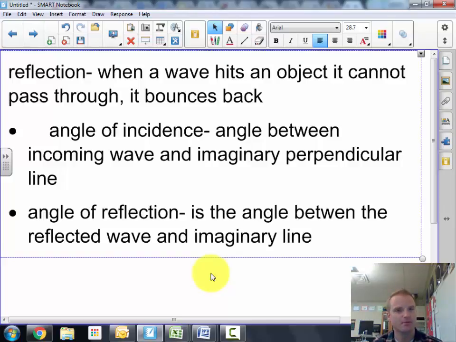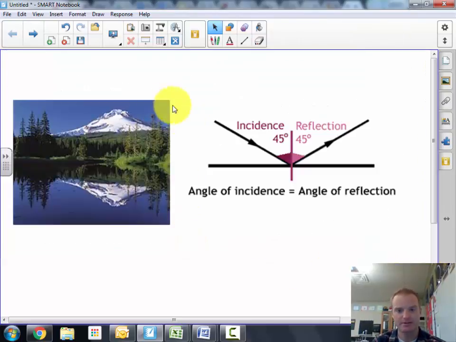When this happens, there are a couple of specific things. There's the angle of incidence, the angle between the incoming wave and an imaginary perpendicular line. And the angle of reflection is the angle between the reflected wave and the imaginary line, bouncing out. Going back to my picture, the angle of incidence is the light coming in, and reflection is it bouncing out. Those angles are the same. If you bounce a ball in, it's going to bounce out at that same angle from that perpendicular line.